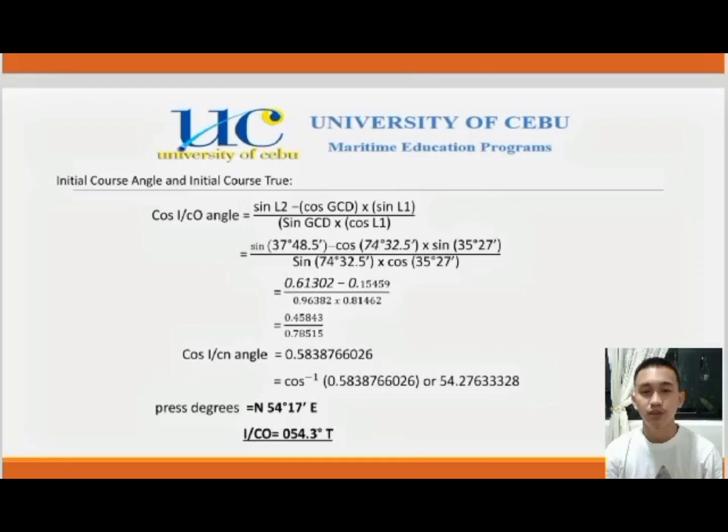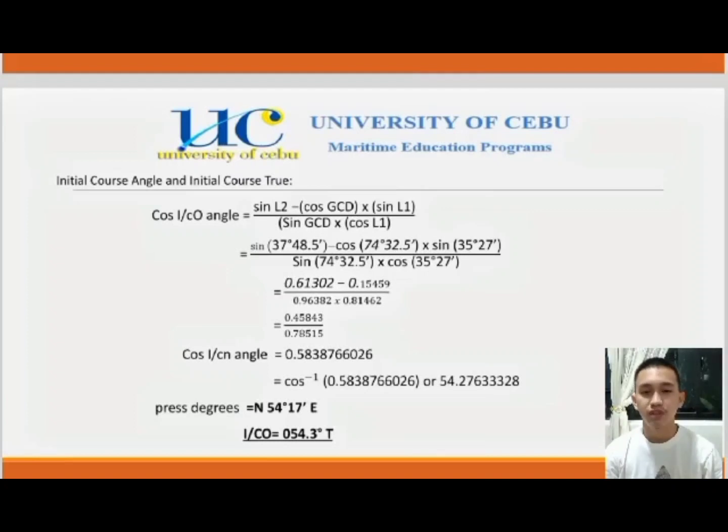So 0.61302 minus 0.15459 is equal to 0.45843, divided by 0.96382 times 0.81462, which is equal to 0.78515. So 0.45843 divided by 0.78515 is equal to 0.5838766. So we need to transpose the cosine, so it will become negative.